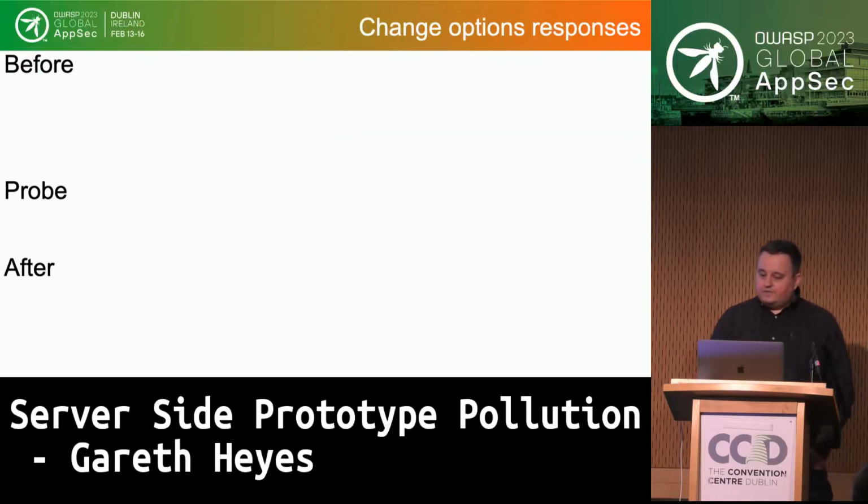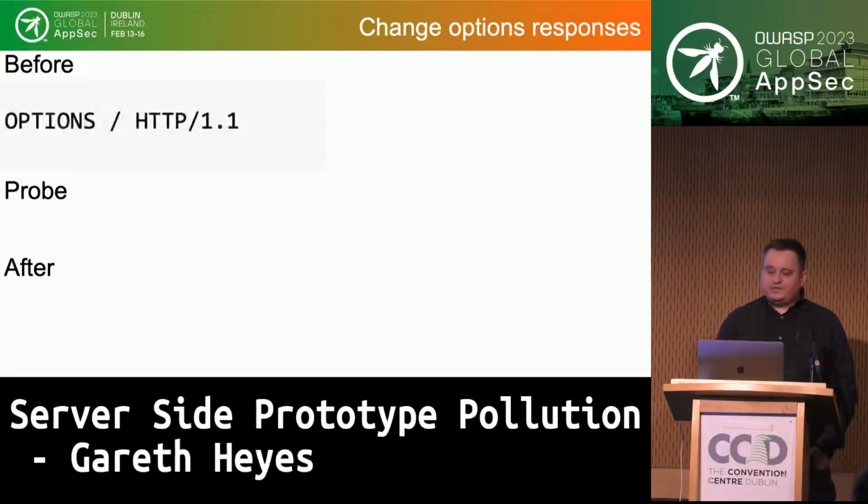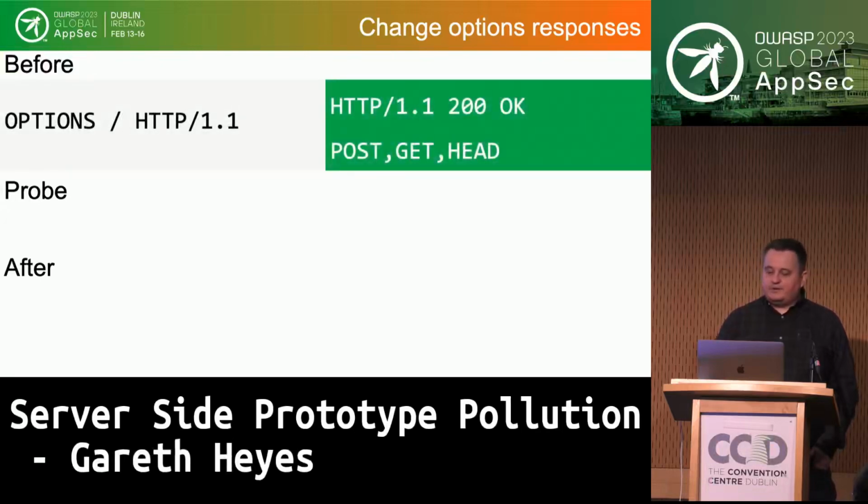So first, this one uses the options method. We send an options request, and we get back some methods. We get the post, get, and head methods back.